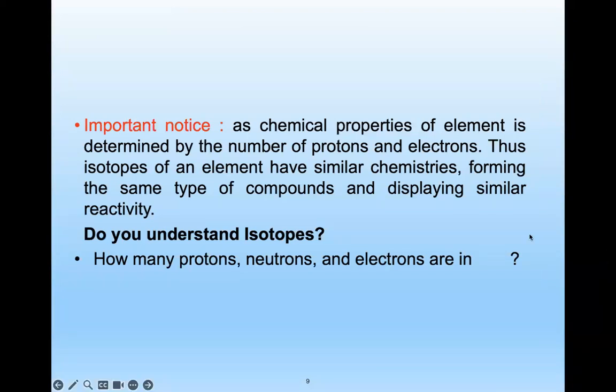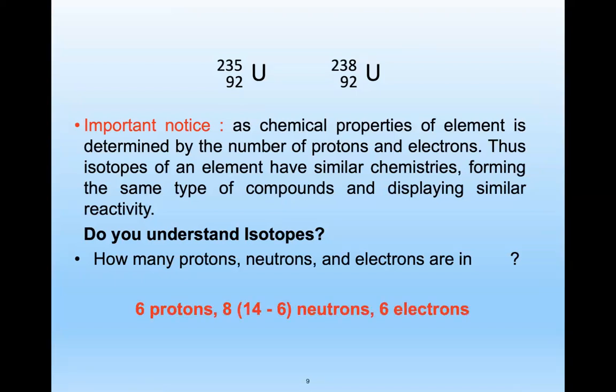What about the importance? Notice here, the chemical properties of an element are determined by the number of protons and electrons. Thus, isotopes of an element have similar chemistries, forming the same type of compounds and displaying similar reactivity. I hope now you understand the isotopes and the protons, neutrons, and electrons, right? If you look here, for example, this is uranium, 92, 235. Now, in this case, the other is not 236, not in sequence, but 238. So it means that they differ by 3. Of course, uranium can be used in a good way, it can be used in a bad way as well. So this is another example to show you the difference between protons, neutrons, and electrons.